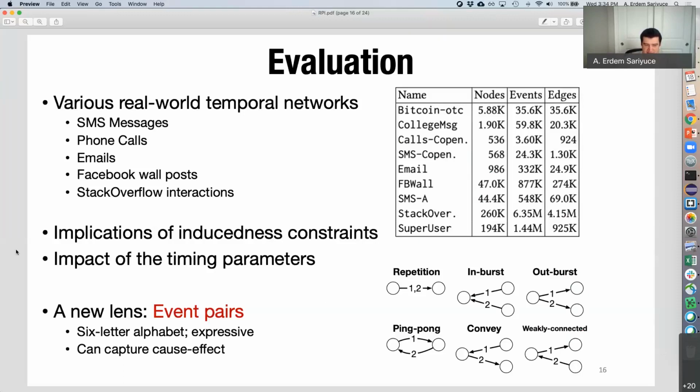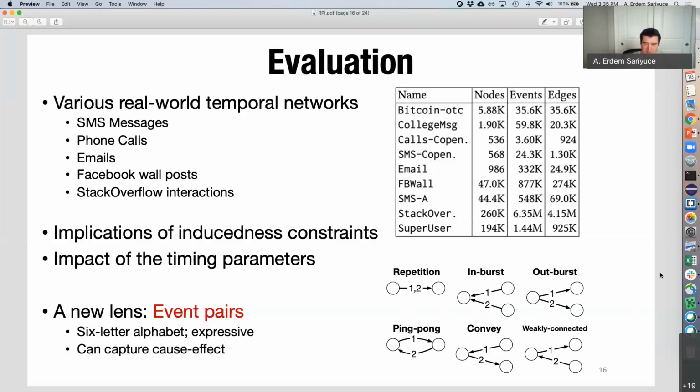We also discuss a new lens, which makes things a little bit easier to talk about. Instead of treating each event as a single entity, we group events, considering what happens if you take 2 events together if they share a node. And there are 6 possibilities for that, shown here: repetition, or ping pong, or inburst if one node receives 2, outbursts if it is the reverse, the convey, which is a transitive thing, and the reverse of that is weakly connected. So this is a 6-letter alphabet, more expressive, and it helps to capture cause-effect relationships.